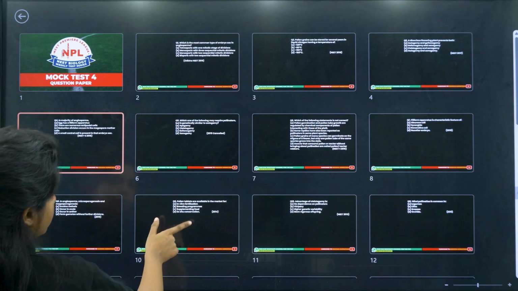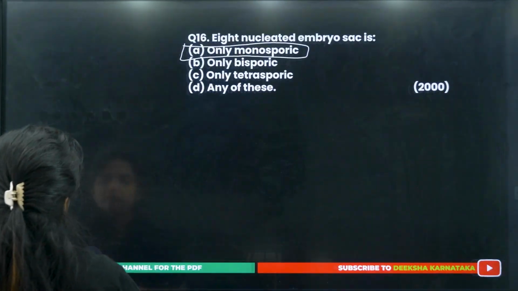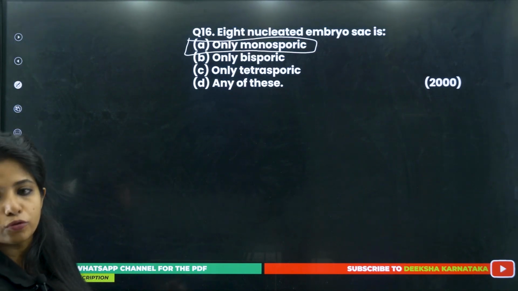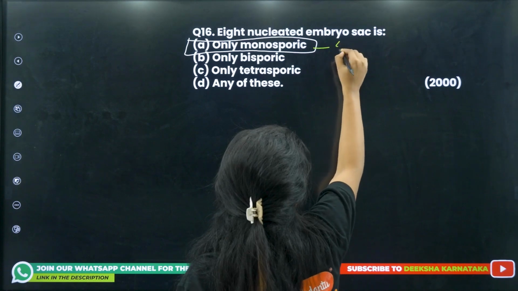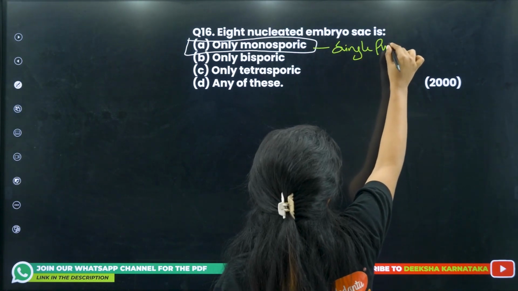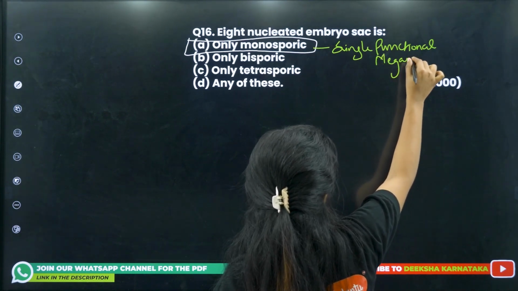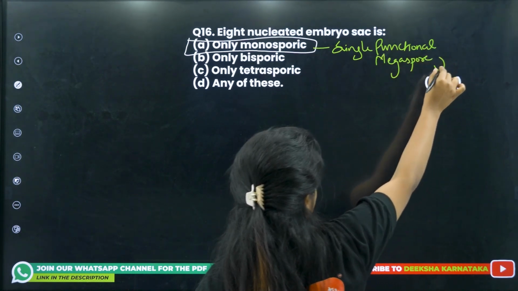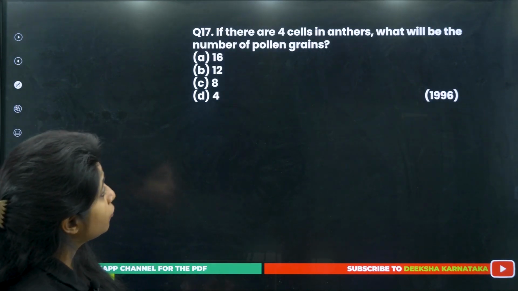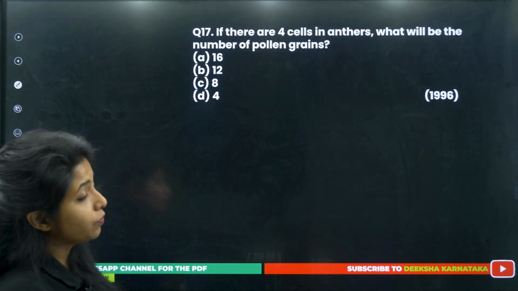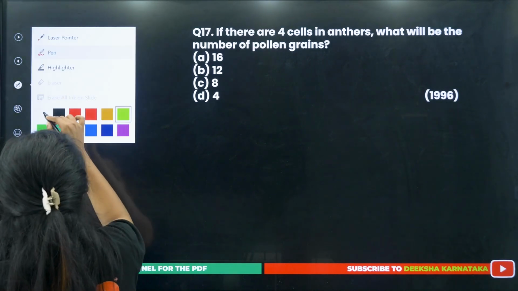So let's now go back to the question that we were doing. It was the 15th question, right? No. We went ahead, 16th question. So it will be only monosporic, single functional megaspore. I'll write it over here if you want to remember. Single functional megaspore. This question came in the year 2000. Going ahead. 17. If there are 4 cells in anthers, what will be the number of pollen grains? Tell me. 4 cells in the anthers.